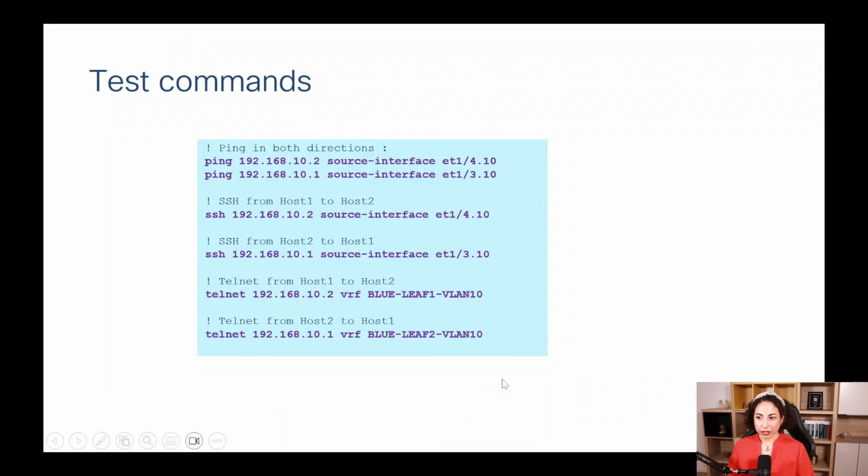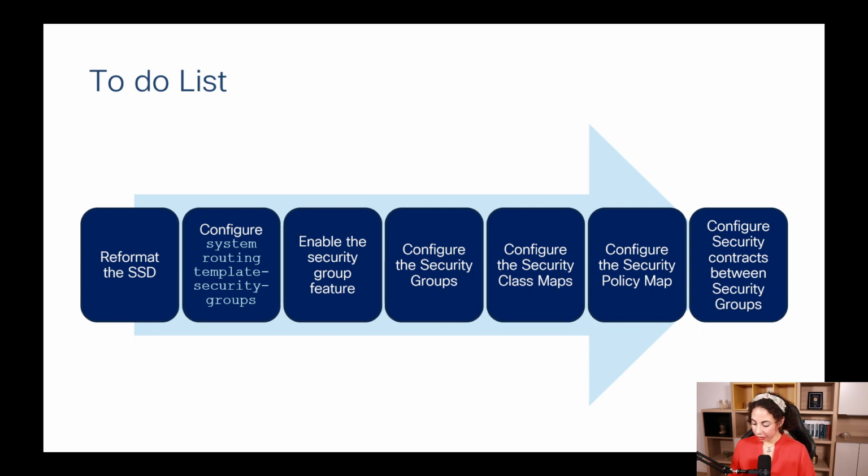Good, so let's go back into our PowerPoint and see what our to-do list is starting from now. The first thing that we will need on LEAF1 as well as LEAF2, in order to enable the feature, is actually reformatting the SSD. It is a requirement in order to be able to enable the feature and the templates that we will be needing. Once we have reformatted the SSD, we will be able to configure the system routing template security groups.